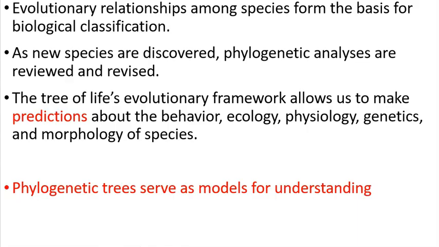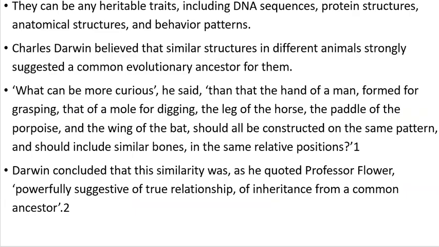Evolutionary relationships among species form the basis for biological classification. As new species are discovered, these things are reviewed and revised. The tree of life's evolutionary framework allows us to make predictions about lots of different things. So they serve as models of understanding.